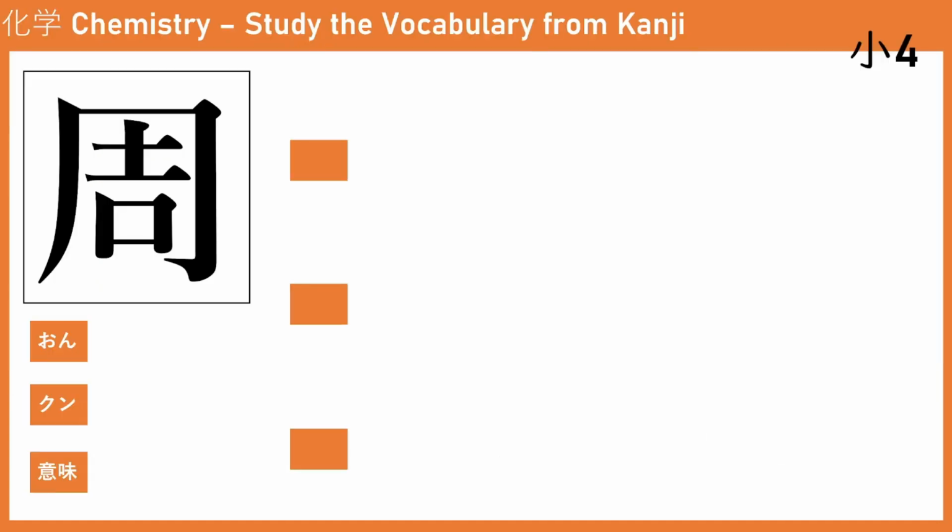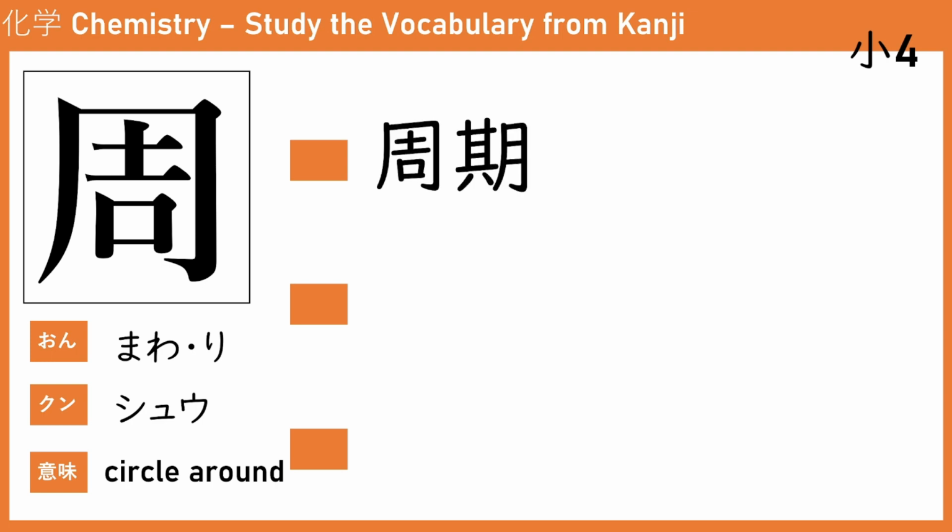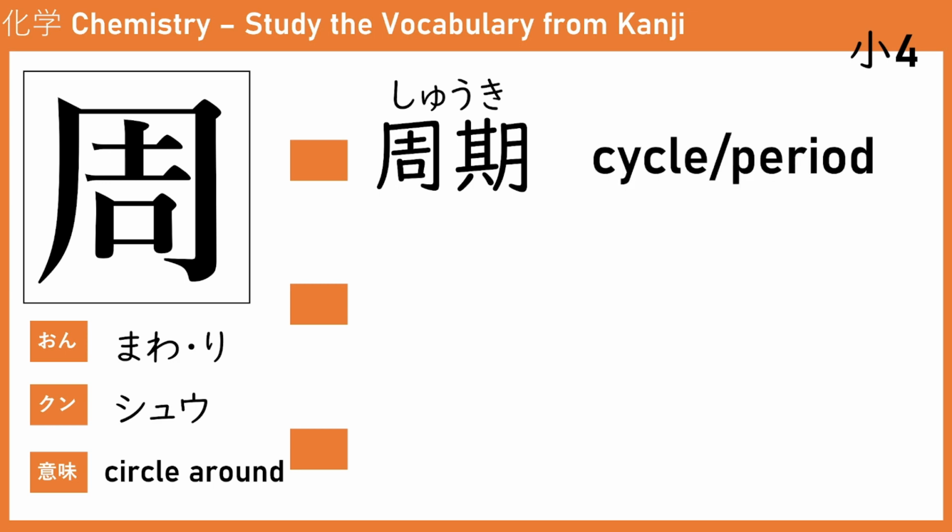The next kanji is shu. Shu or mawari, mawarimasu, mawaru. So the definition of shu is circle around. So you turn around, you circle around something. Okay? So the first word is shuki. Shuki means a circle, a period.